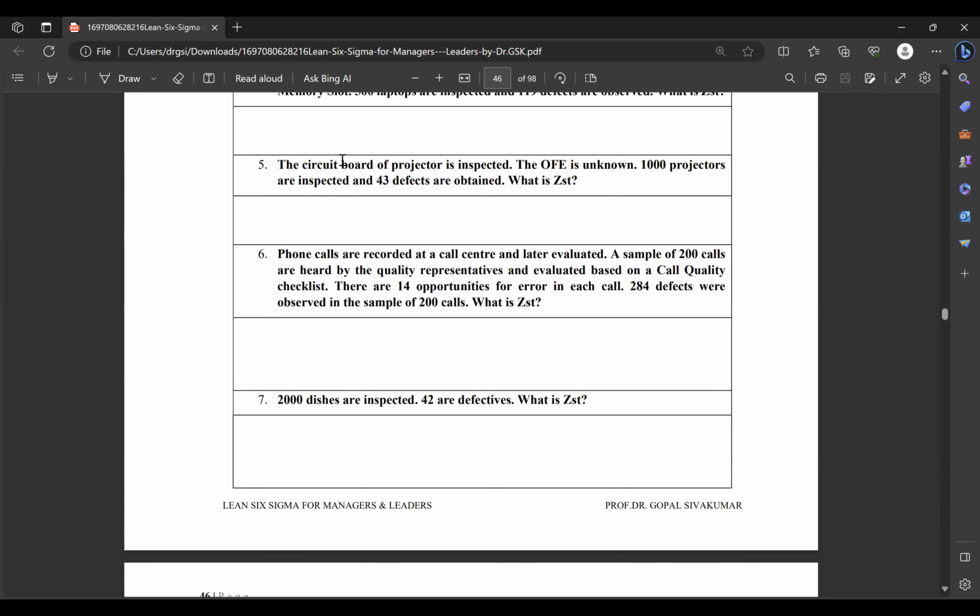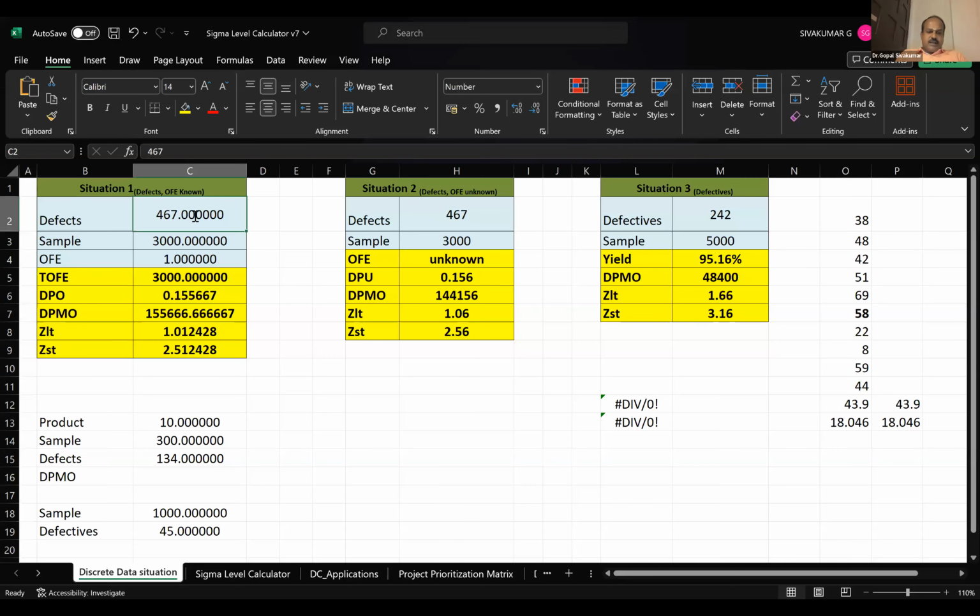Which situation or scenario should you use? Situation 1, Question 1. Let me show you. How many questions were answered wrongly by all of you as a batch? 125. Number of samples, 30 students. And opportunities, each exam paper has 50 questions. I type all of these and then press enter.